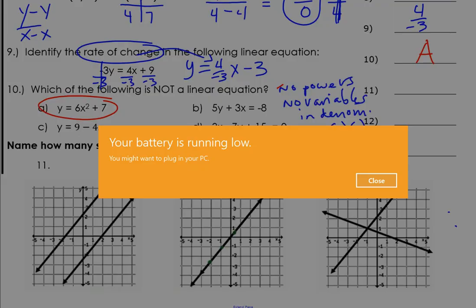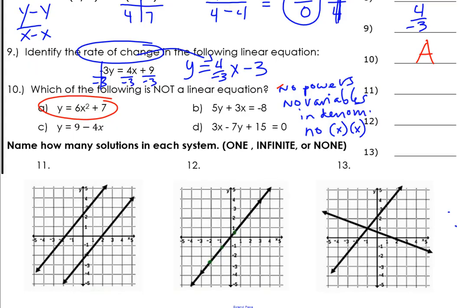For numbers 11, 12, and 13, you need to answer whether the system of equations has one solution in common, every solution in common, or no solutions in common. So for number 11, they're parallel. That means they have no points in common, so they have none. Number 12, they have overlapping lines, so every single point is in common, so that is infinite solutions. And with question 13, they only touch at one point, therefore they have one solution in common.